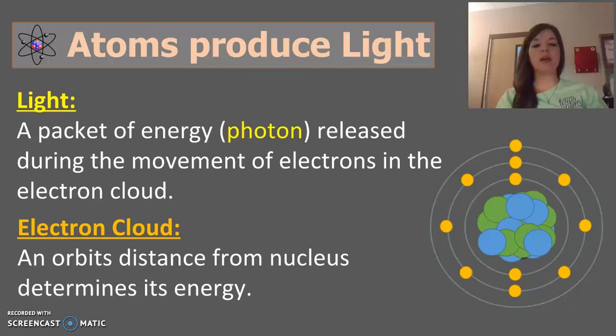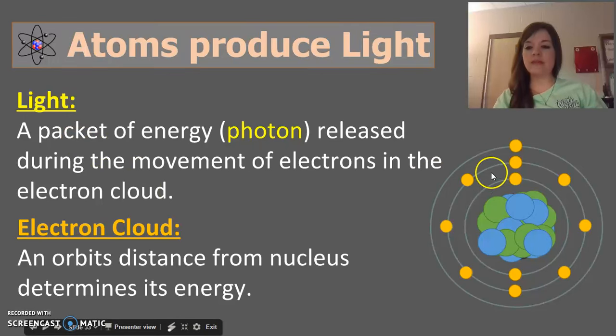The electron cloud is where the electrons will orbit a certain distance from the nucleus, and that orbit determines how much energy that particular electron has. The lower orbits, so the closer you are to the nucleus, the lower the amount of energy is, and the farther you are from the nucleus, the higher the amount of energy is.